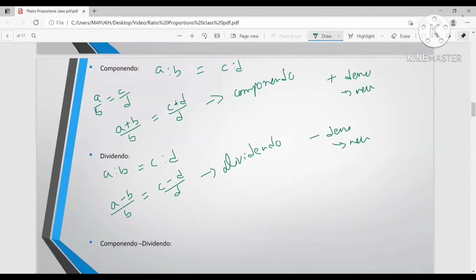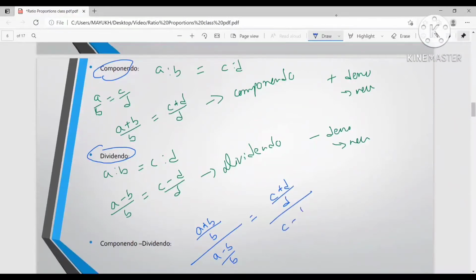By now you must have understood what we are going to do next in componendo and dividendo. That is, we are going to combine componendo and dividendo together. If I do that, I have (A plus B) by B divided by (A minus B) by B, which must be equal to (C plus D) by D divided by (C minus D) by D. Now solving this, B gets cancelled. We have (A plus B) by (A minus B), which is equal to (C plus D) by (C minus D).